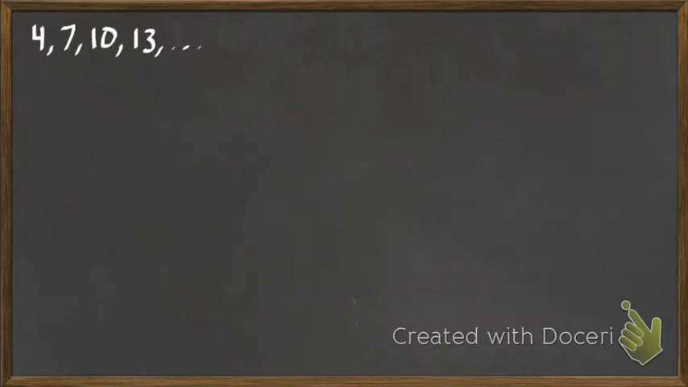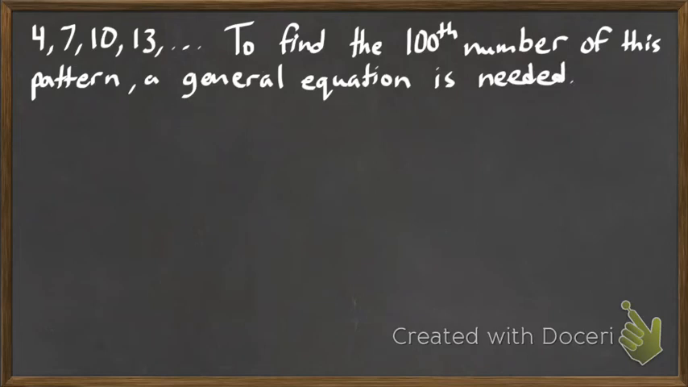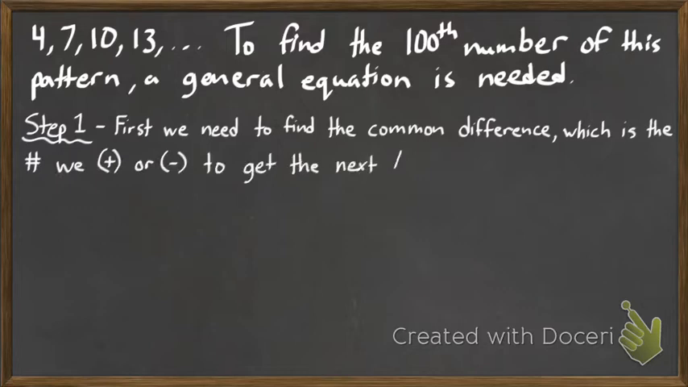So if I look at this pattern of 4, 7, 10, 13, and so on, to find the 100th number of this pattern, what we need to do is create a general equation to do so. So, step 1. What we need to do is first find what's called the common difference in this pattern. So this is the number we add or subtract to get the next number in the sequence.